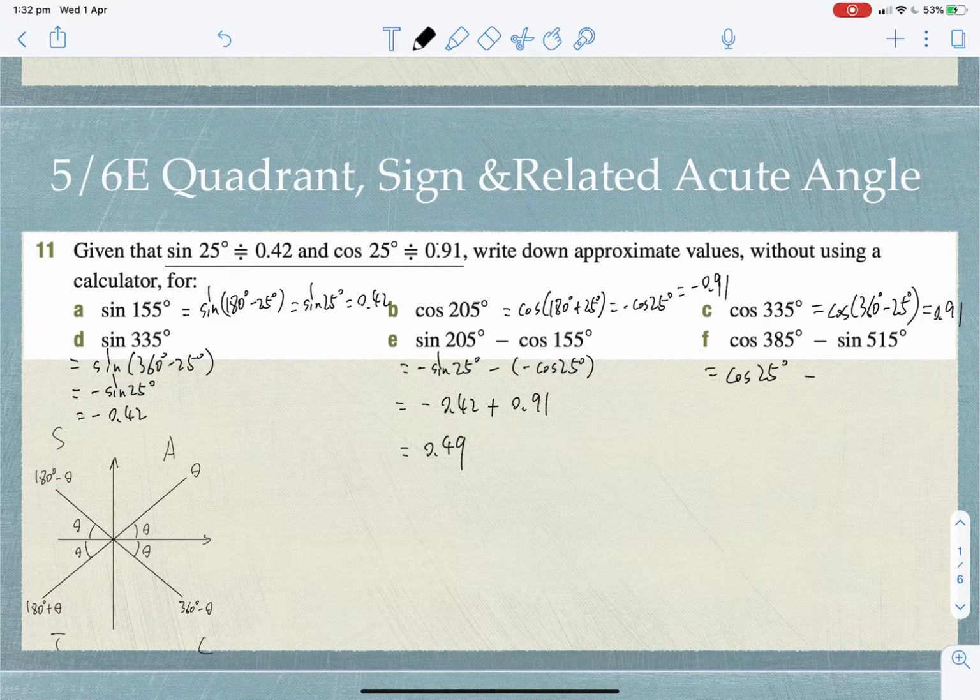And then the second one is sine. If you minus 180, let me see. 515 minus, no, not 180, 360, because we minus 1 revolution, it is 155. So it's basically just sine 25 on the second quadrant, so minus sine 25. Okay, so basically it is 0.91 minus 0.42. The answer is still 0.49. Easy. Alright, great. Let's move on.